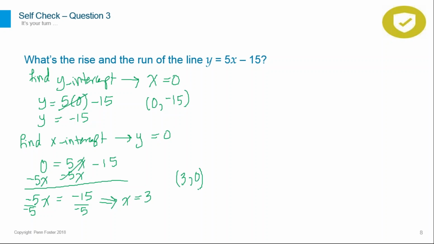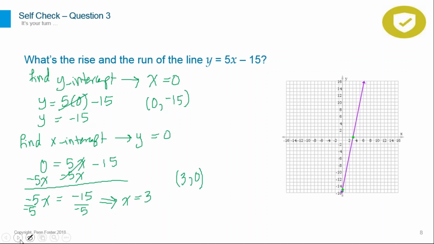If you'd like to graph the line, the graph would look like this. You can plot the 2 points, (0, -15) and (3, 0), connect the line, and then determine the rise and run like we had done in the other set of questions. Or you can use the formula as mentioned before. Let's use the graph since we have the graph here.